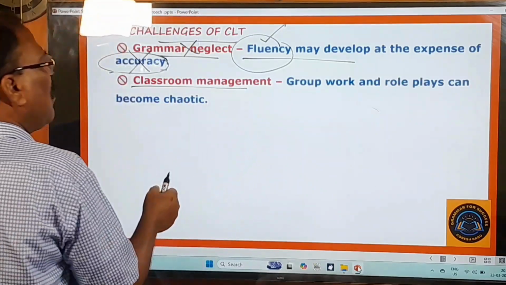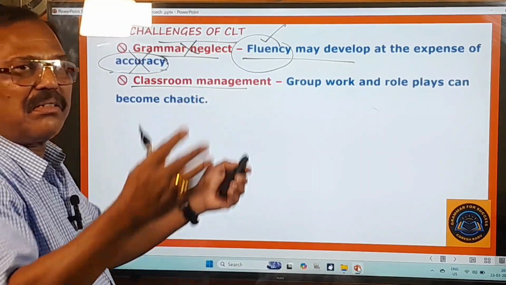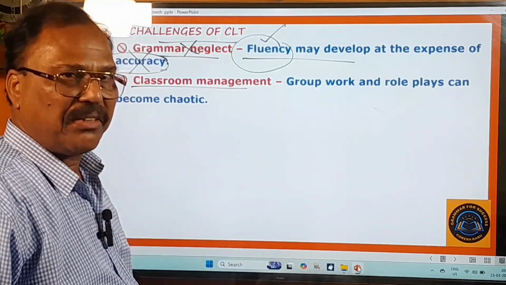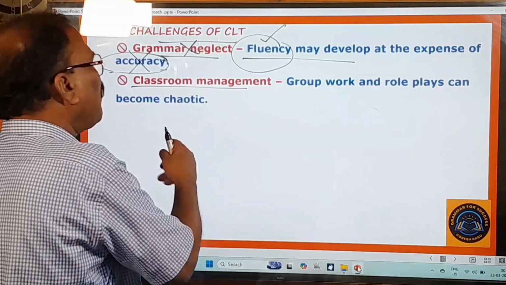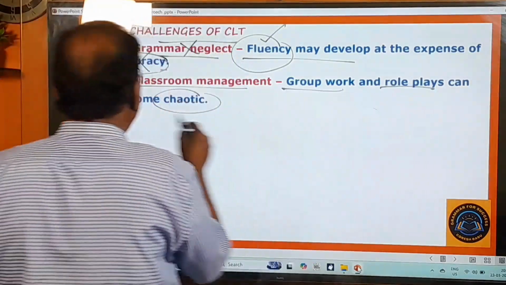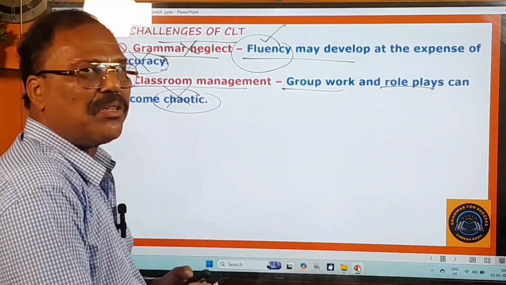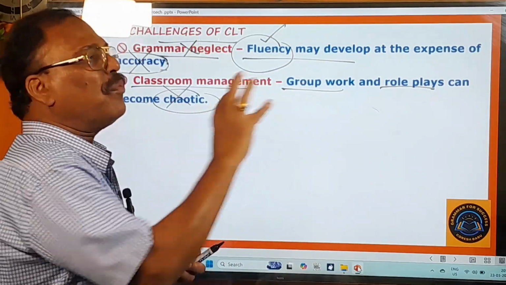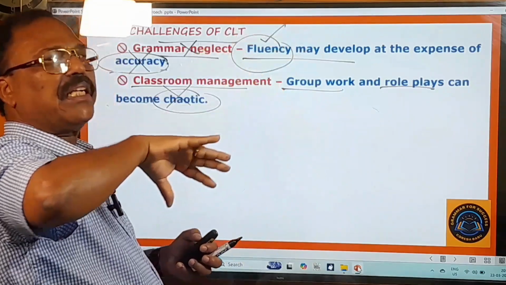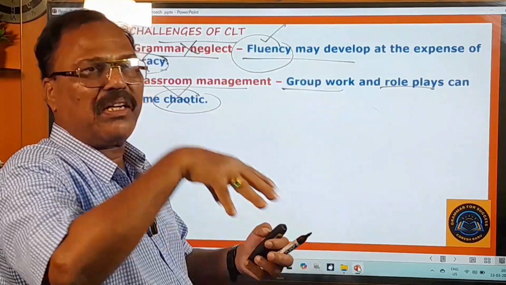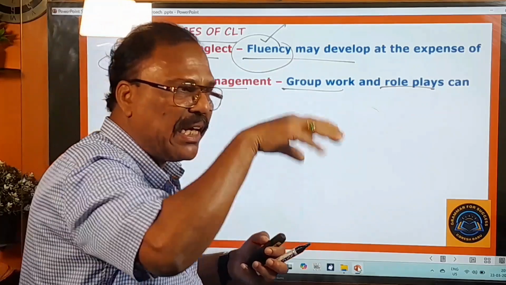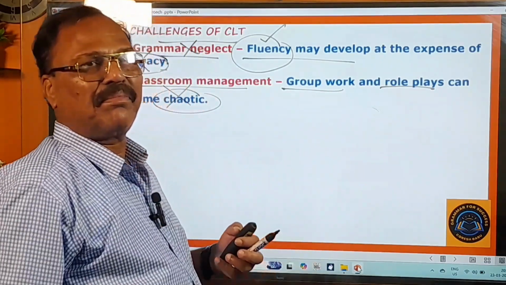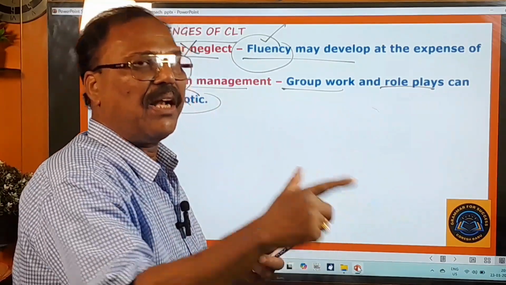Classroom management. Because in this CLT classroom you take up various language games, language activities and communicative activities, there will be a chaotic atmosphere. Group work and role plays can become chaotic. Chaotic means they may create a lot of noise in the class. In group work and pair work, all the students will get up and participate, and they will be making a lot of noise. The class will become very noisy and also chaotic.